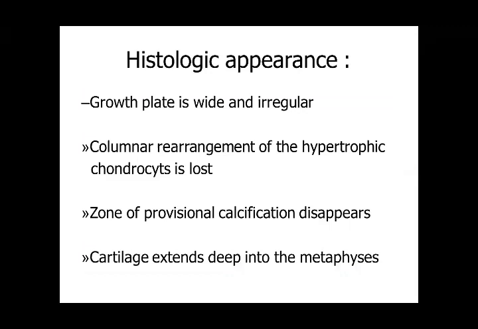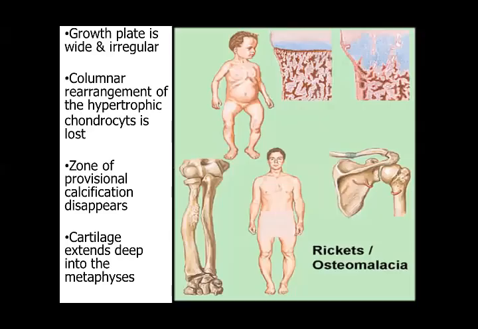The growth plate is vital, right? The growth plate is affected and the orderly columnar arrangement of hypertrophic chondrocytes is lost. The zone of provisional calcification disappears. Cartilage extends deep into the metaphyses. This might seem a little difficult to remember, so let's look at the picture.